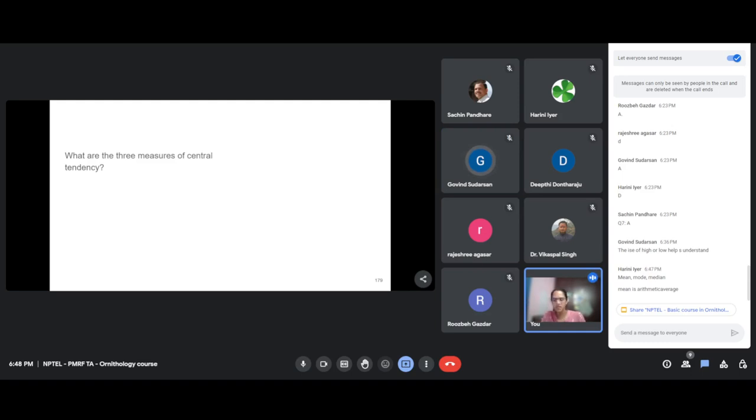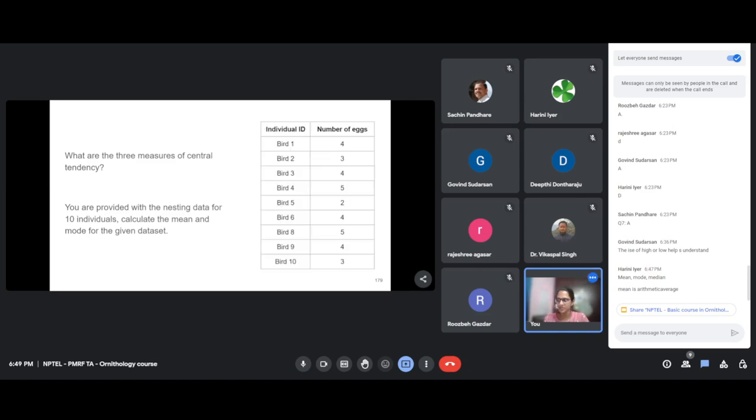That is correct. Okay, so here you are provided with the nesting data for 10 individuals, and I want you to calculate the mean and mode for the given data set. You can just use Excel. Some things should be very apparent. Here you have bird ID, which is bird 1 to 10, and then you have number of eggs that are laid.